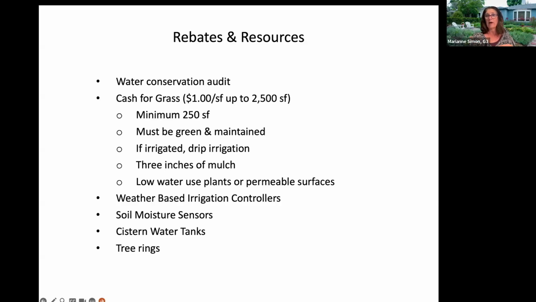They have a cash for grass rebate, which is $1 a square foot up to 2,500 square feet. They do have conditions that you have to meet in order to qualify. They also have rebates on smart controllers, which are really helpful in managing your water balance. Soil moisture sensors, so you know how much water is actually in there. If you're interested in capturing rainwater, they have support for cisterns. And then we talked about those tree rings.